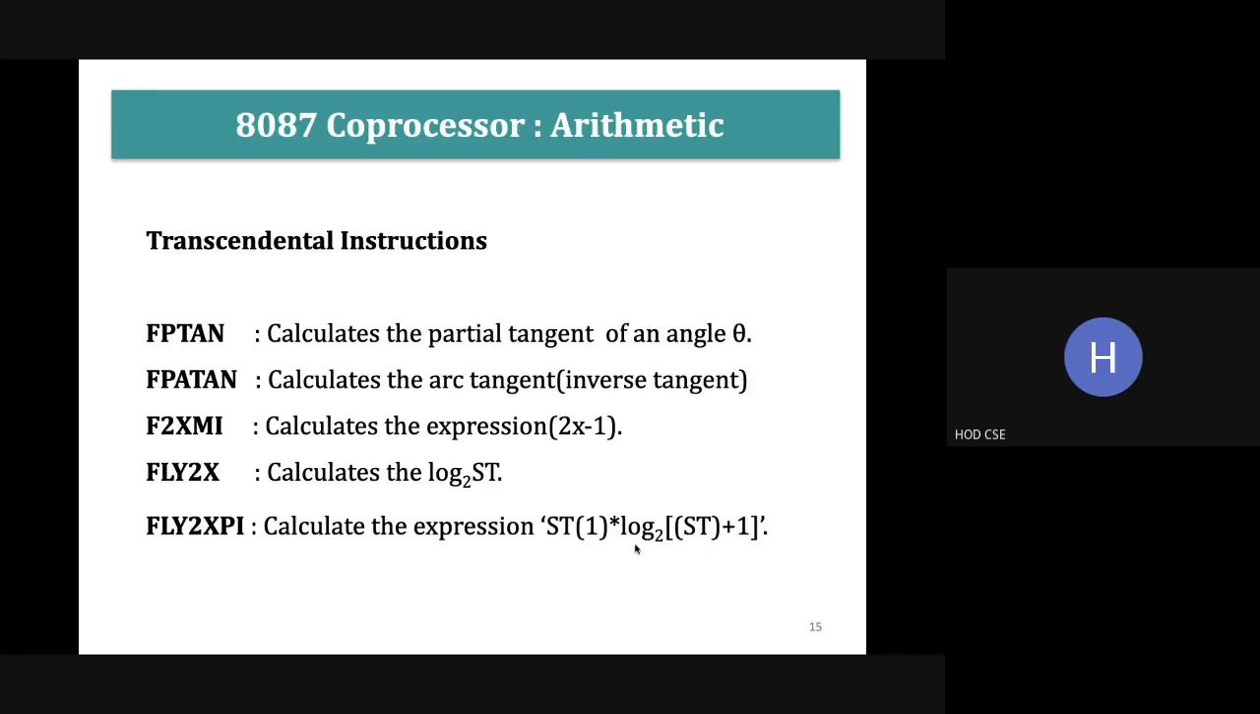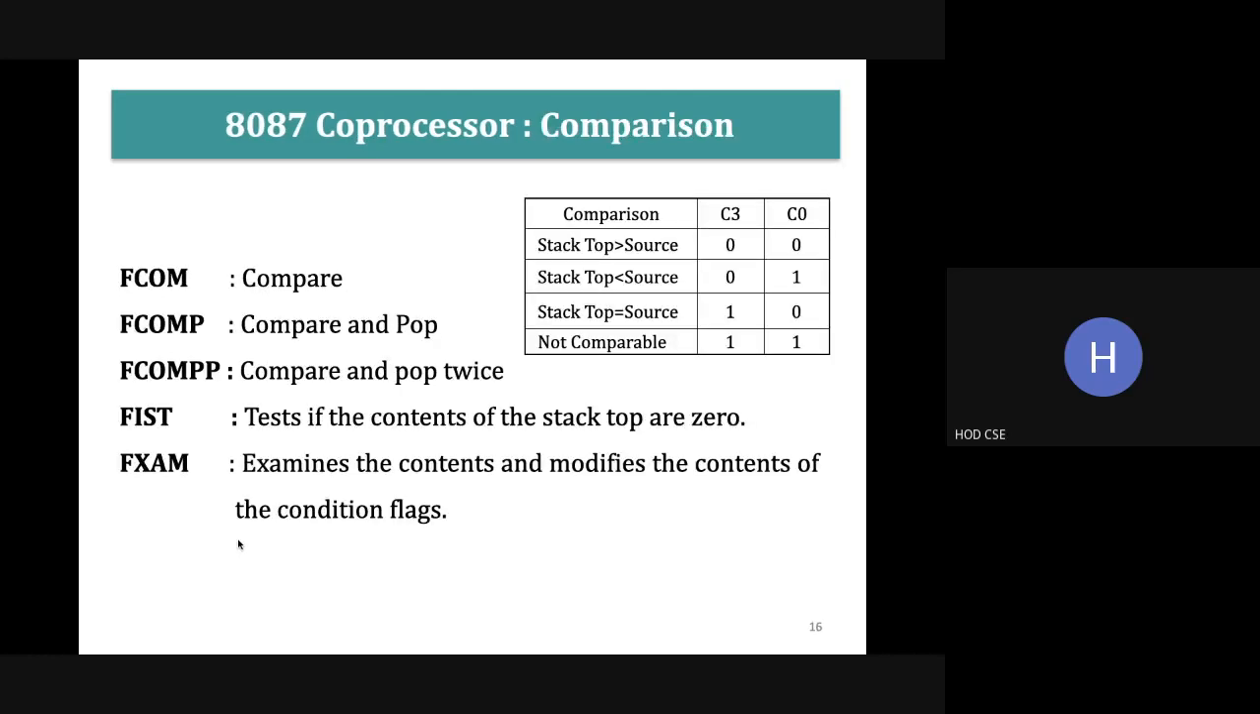There is no instruction for sine theta and cos theta. You can calculate only tan theta and tan inverse, then the expression 2 to the x minus 1, and logarithmic values, and also an expression log 2 x pi. Next, let's see the co-processor comparison instructions.